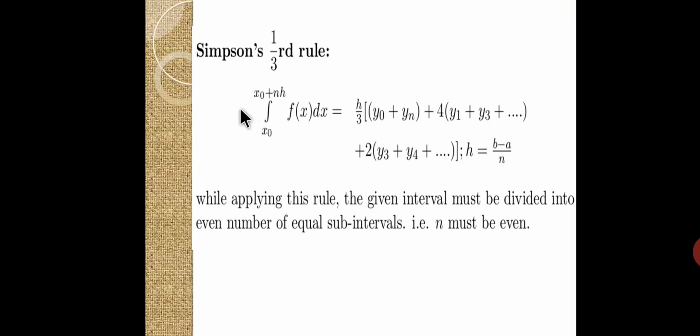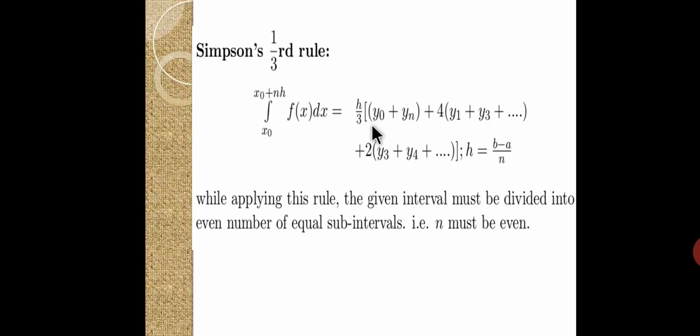Next rule, Simpson's 1/3rd rule. The formula for Simpson's 1/3rd rule is the integral from x0 to x0 plus nh, meaning initial value a and terminal value b. So the integral from a to b of f(x) dx is equal to h/3 times [y0 plus yn plus 4 into (y1 plus y3 plus and so on) plus 2 into (y2 plus y4 plus and so on)]. Here h is equal to (b minus a) by n.